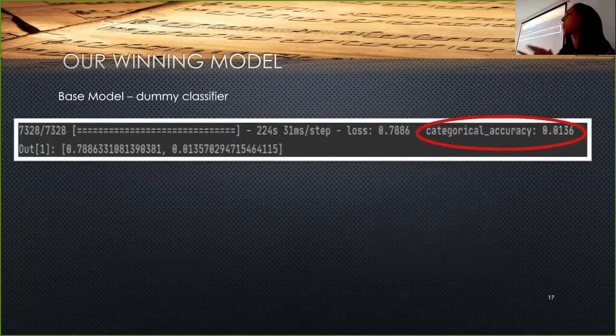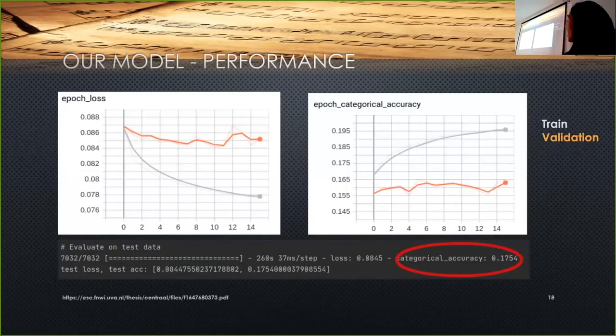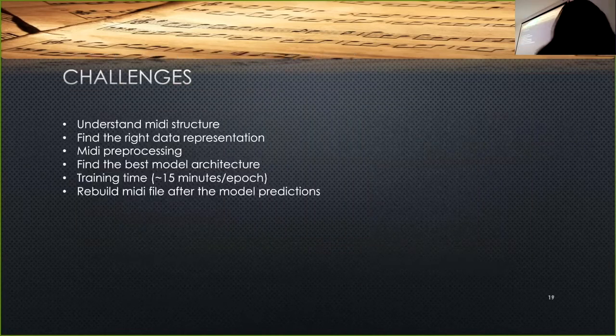Okay, so just before you see our amazing result, this is the base result, which is 0.013, which is quite bad. So according to that, our result is actually amazing because we get to 0.17. And you can see that, basically, yeah, I don't want to waste the time.